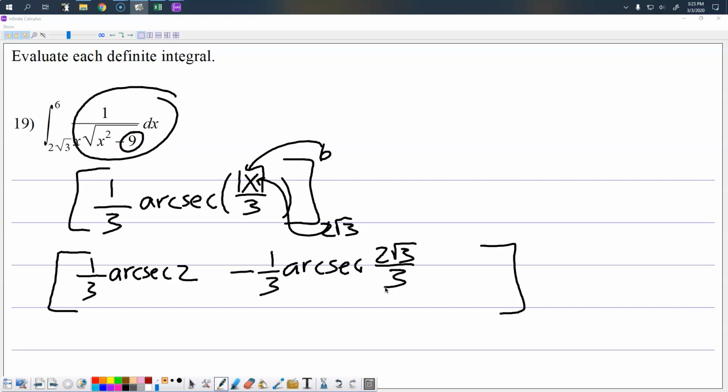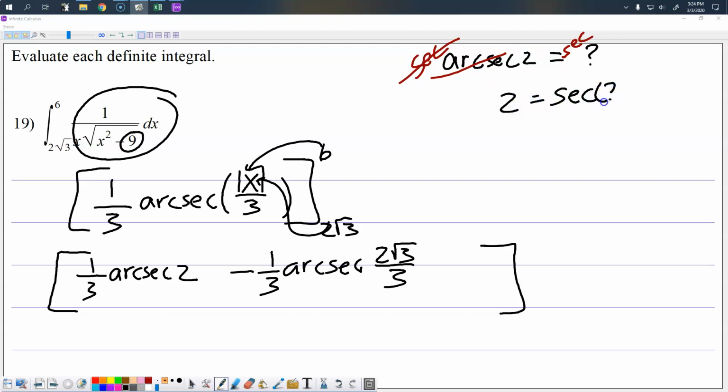Okay, so from here on out, we're going to have to remember our trig stuff a little bit. So first of all, arc secant of 2 equals what? Well, if you want to figure out what that is, we're going to do the opposite of arc secant on both sides. So I'm going to do secant on both sides. Secant cancels out arc secant, and so I'm left with 2 equals secant of what?